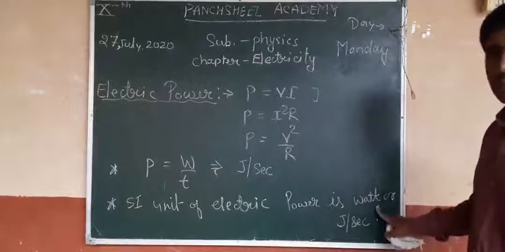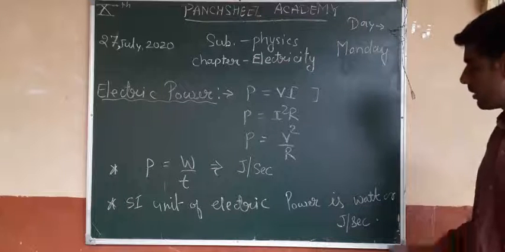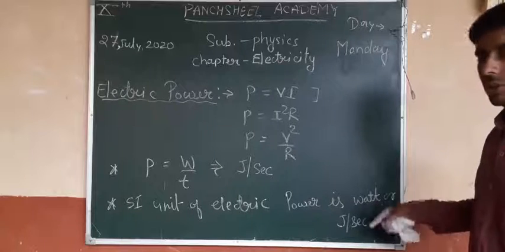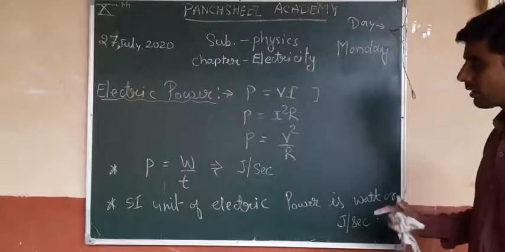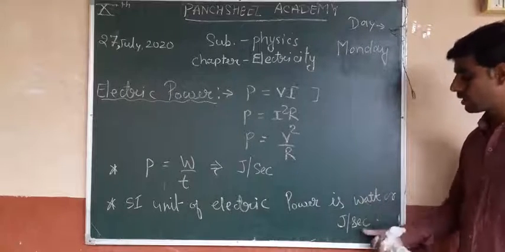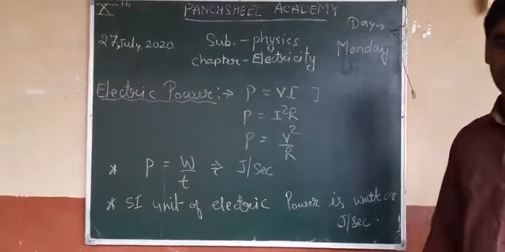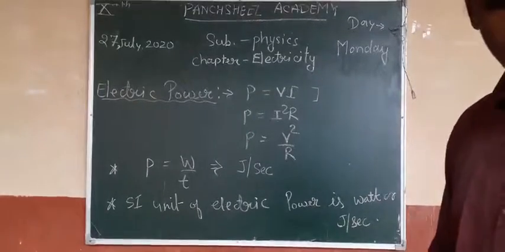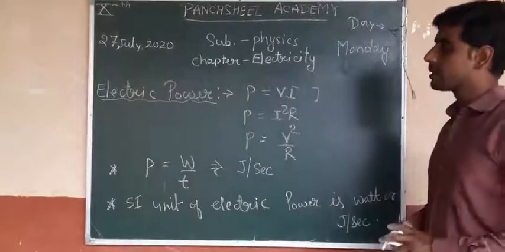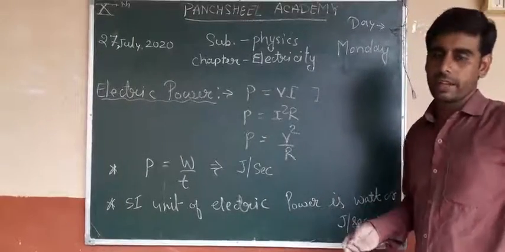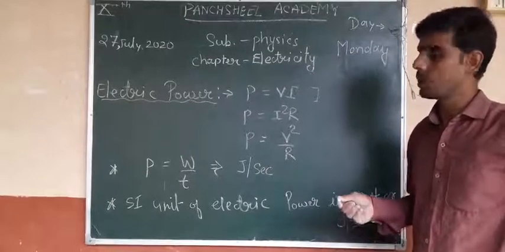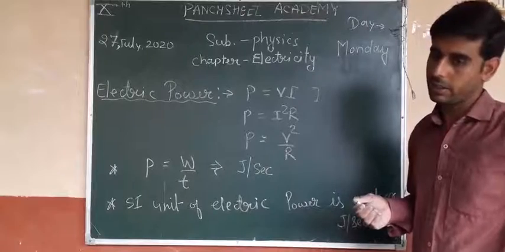And one more unit, 1 watt. Watt, kilowatt, megawatt, etc. But the only basic unit is watt or joule per second. Okay, the electric power is the rate at which any electrical appliance converts electrical energy into other forms of energy.